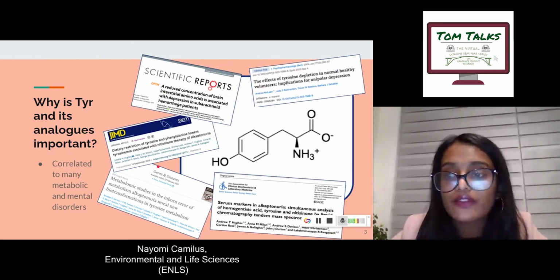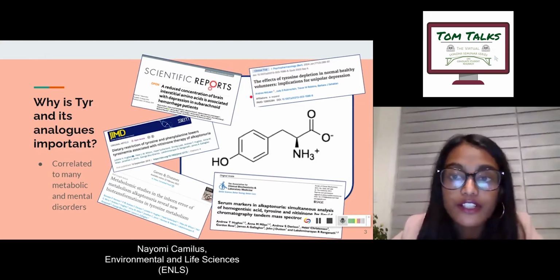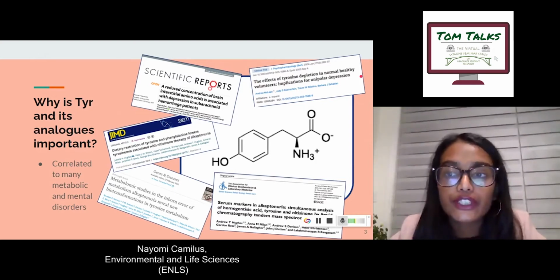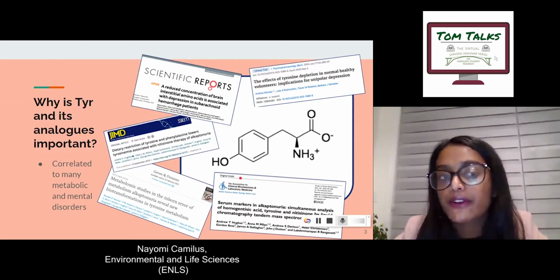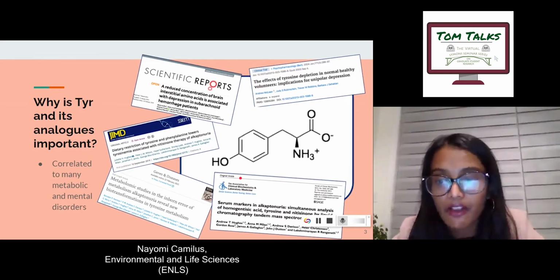As you can see, high levels of tyrosine lead to tyrosinemia disease, and low levels lead to depression, albinism, and alkaptonuria. So these are some examples of the titles of some journal articles. As you can see here, one of them is saying the effects of tyrosine depletion in normal healthy volunteers, implications for unipolar depression. And then you can see how all of this is very related to and showing the importance of studying tyrosine and its analogs.